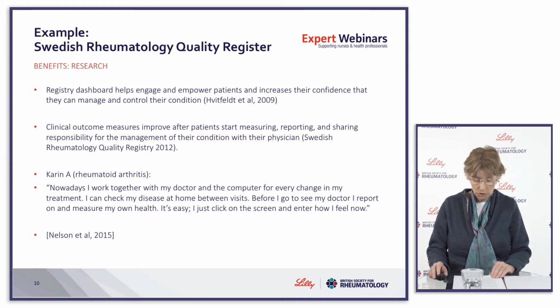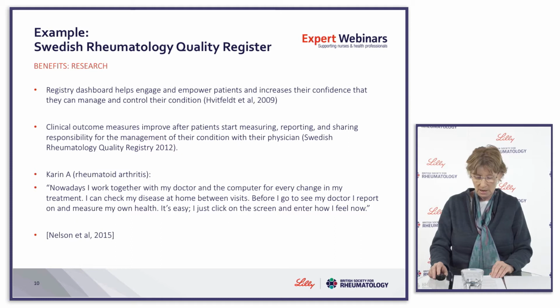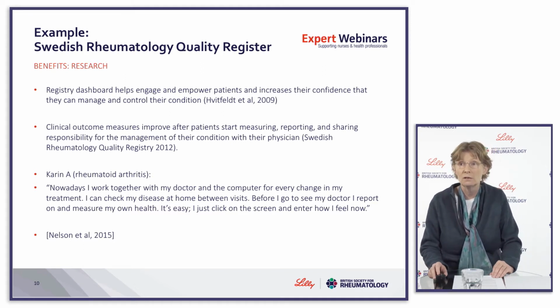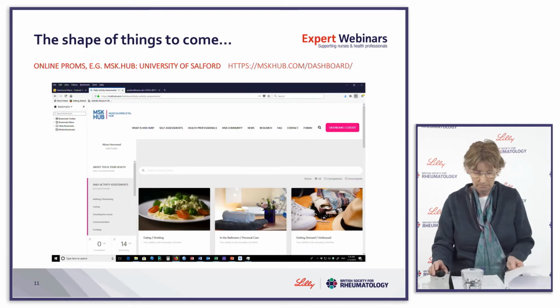Clinical outcomes have been shown to improve after patients start measuring, reporting and sharing responsibility for managing their condition with their team. And Karen, someone with RA, said, "Nowadays I work together with my doctor and the computer for every change in my treatment. I can check my disease at home between visits. Before I go to see my doctor, I report on and measure my own health. It's easy. I just click on the screen and enter how I feel."